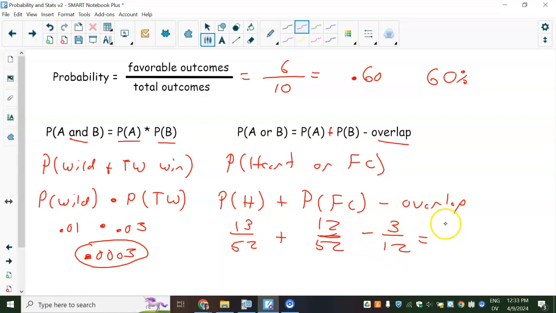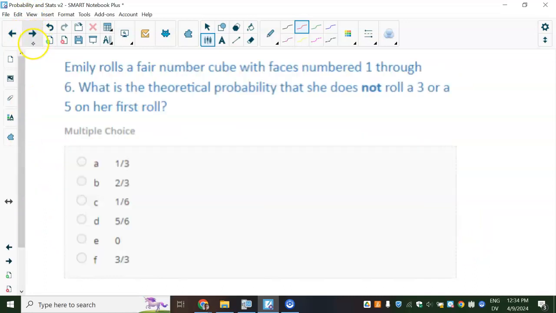Right, so this one is like 22 out of 52 is a chance you get a heart or a face card. Anyways, here's your first probability one. And basically this one is just figure out what is the favorable out of the total. Pause the video and give it a shot.